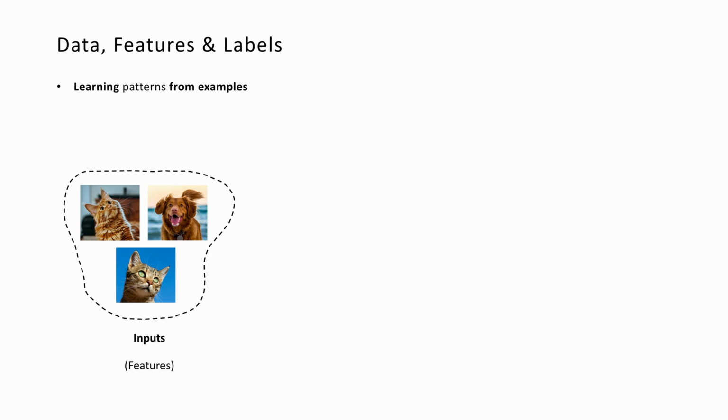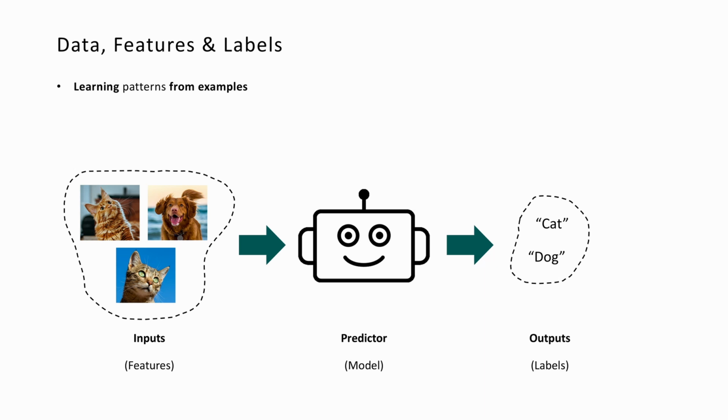Now, let's break down what these examples consist of. First, we have what we call features. These are the things the computer will use to make predictions. Features are like the clues or information we feed into the predictor. To predict whether it's a cat or a dog in the image, features are the images themselves. Second, we have labels. This is what we are trying to predict. In this example, the labels would be cat and dog. The predictor that uses features to predict labels is called a model. And when we take features and their corresponding correct labels combined together, it's called data.